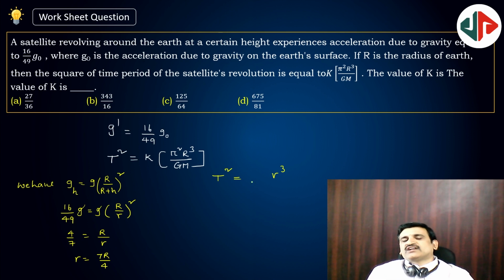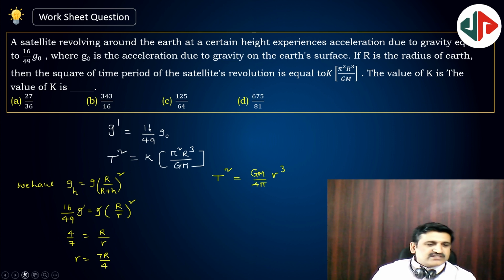directly r cube, only people know, but there is a constant behind that. T square proportional to r cube, everybody knows. What is the constant behind that? That is 4 pi square by GM. So now T square is equal to 4 pi square by GM into r cube.